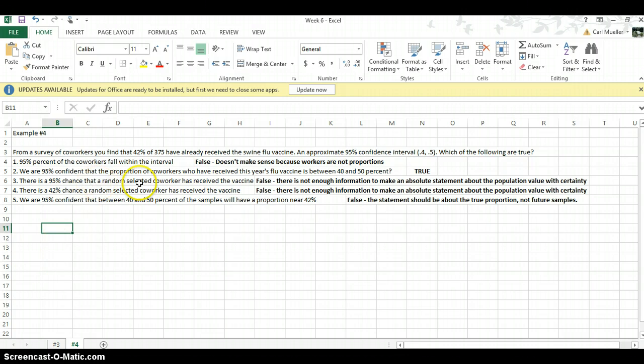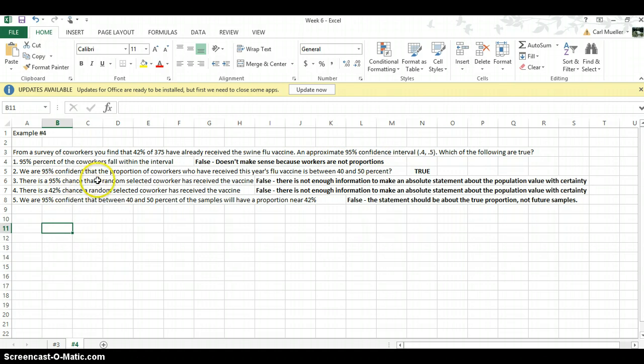From a survey of coworkers, you find that 42% of 375 have already received the swine flu vaccine, and an approximate 95% confidence interval is 40 to 50%. Which of the following are true? We're going to just go through one by one. 1. 95% of the coworkers fall within the interval. Is that what that means? False. Doesn't make any sense because workers are not proportions.